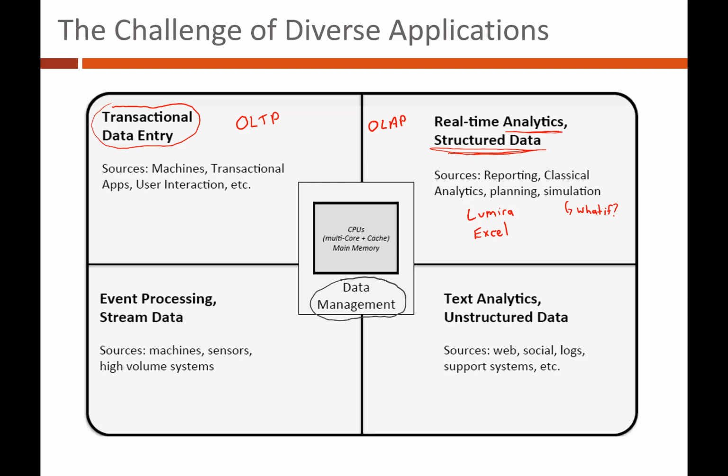But as we move to the bottom of the diagram, we're now starting to see some things that are a little bit on the newer side of things. On the left here, we have event processing and stream data. Now notice the sources for this. This is machines once again, but also sensors, high volume systems, and things of that sort.